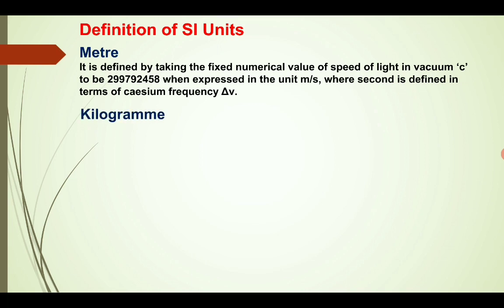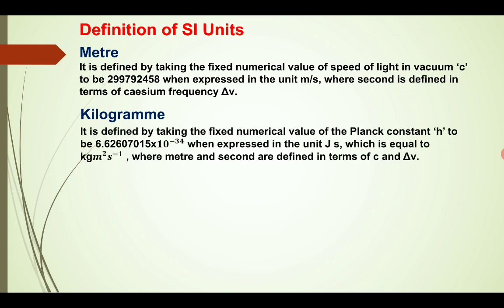Next unit is the kilogram. Now the kilogram is used to measure mass, and it was again changed 2 years back. It is defined by taking the fixed numerical value of Planck's constant to be 6.62607015 into 10 raised to power minus 34, when Planck's constant is expressed in joule second, which is the SI unit for Planck's constant, and equals kg meter square per second.